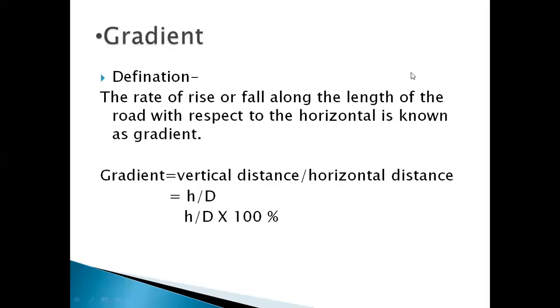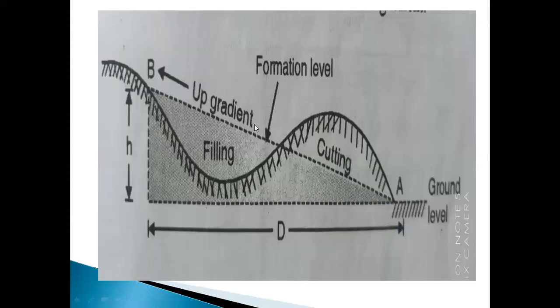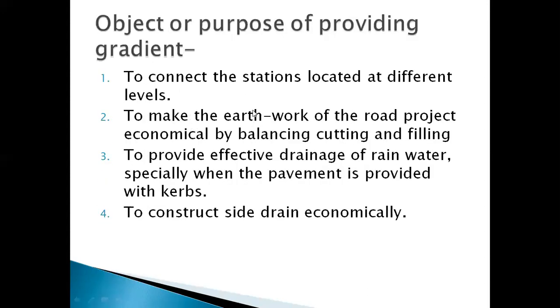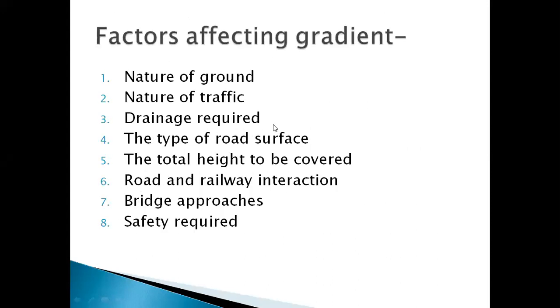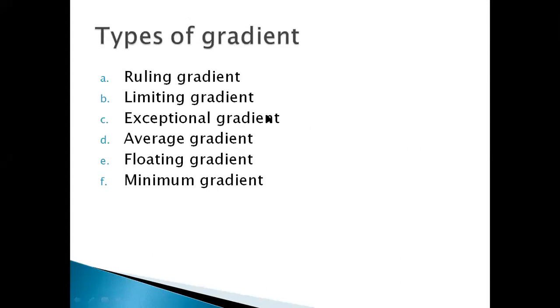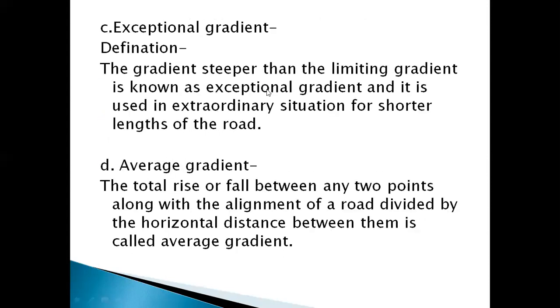In the previous lecture, we had discussed the term gradient. What is meant by gradient? The rise or fall along the length of road with respect to the horizontal is known as a gradient. Then we had discussed the purpose of providing gradient, the factors affecting gradient, and the types of gradient.